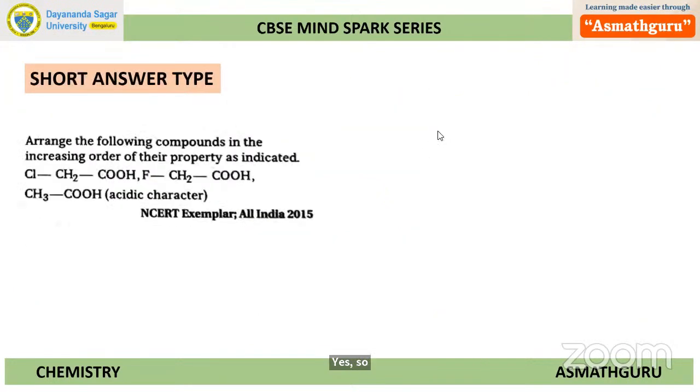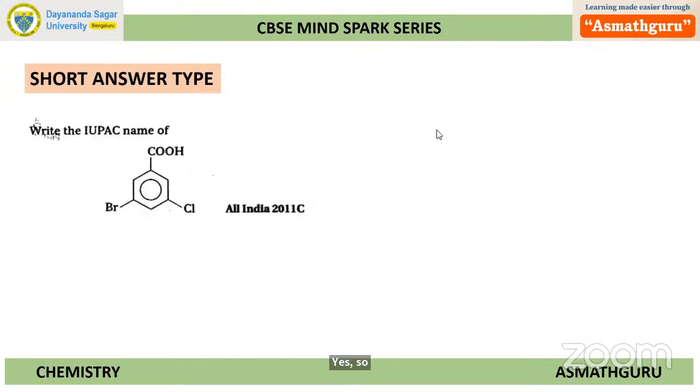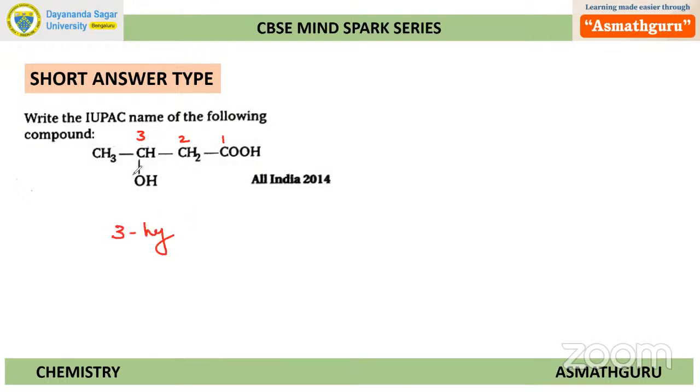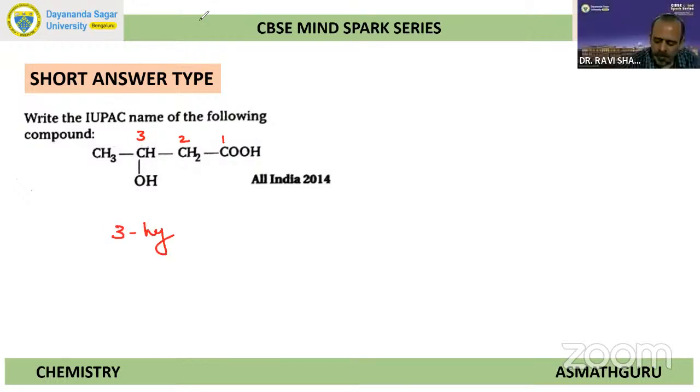Now, like this, there are many questions. Okay, let us take a few from carboxylic acid. What is the IUPAC name? 3-hydroxybutanoic acid. 1, 2, 3. So this is 3-hydroxybutanoic acid.